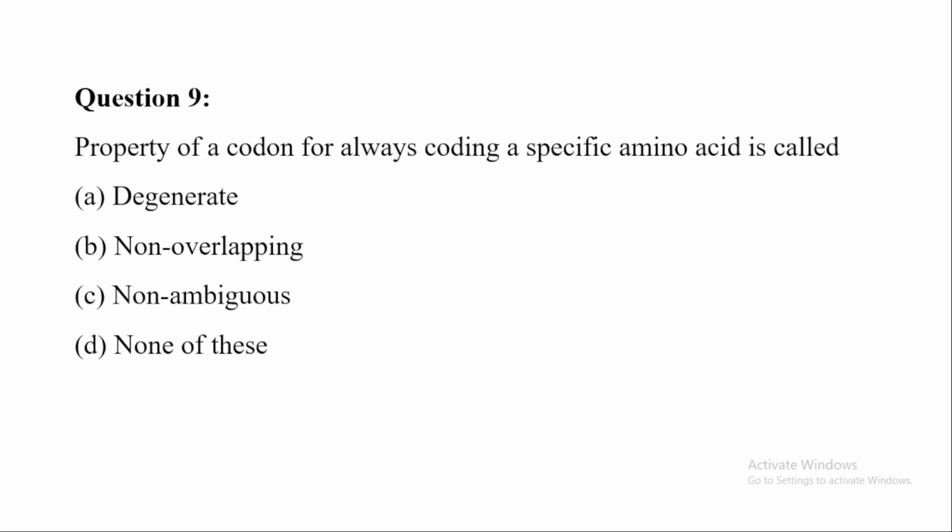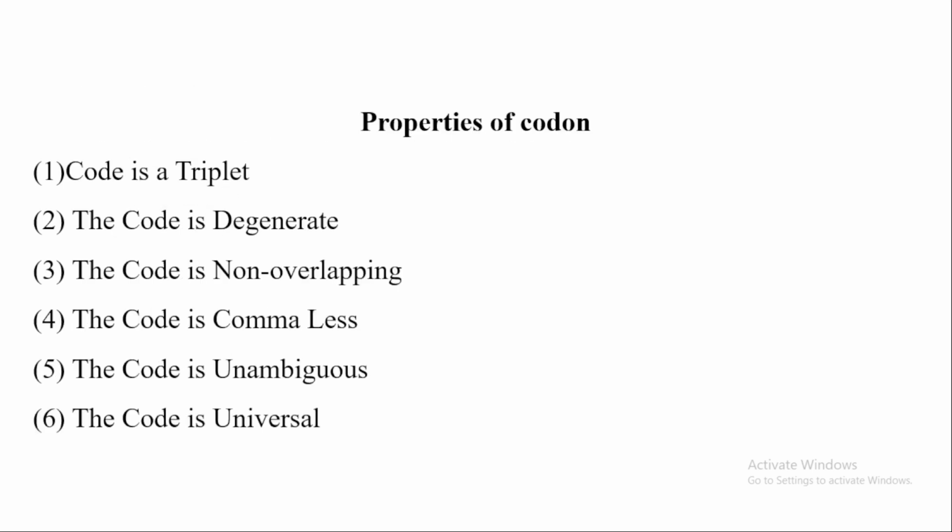Please repeat the last sentence. Degenerate. I'll explain in the next slide what degenerate is. One codon, let's say AUG, will always code for methionine. Methionine is an amino acid. AUG will always code for methionine, but there is a chance that some amino acids, like lysine or valine, can be coded by two or three codons simultaneously. That is called the degenerate property of the codon.